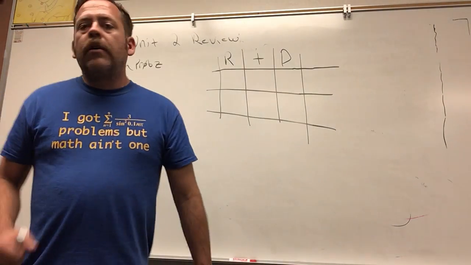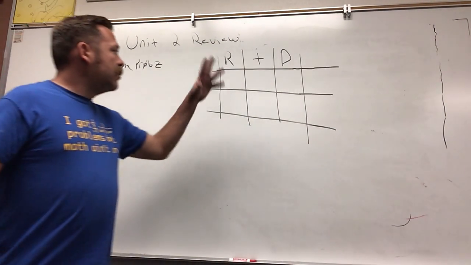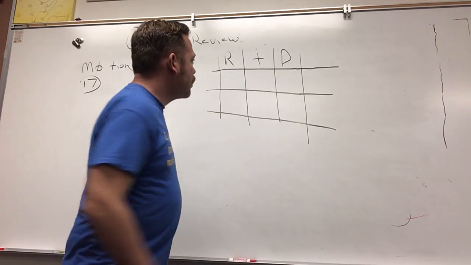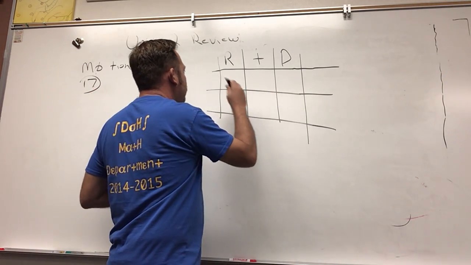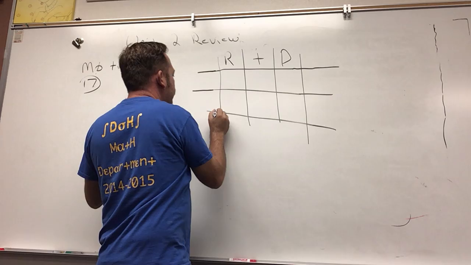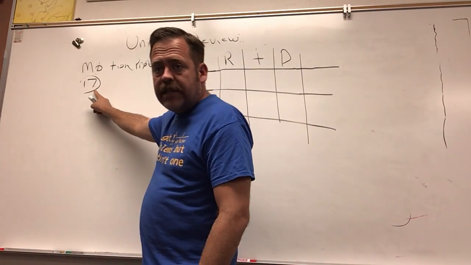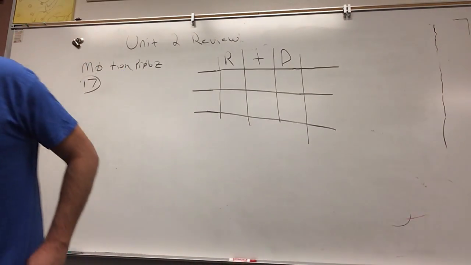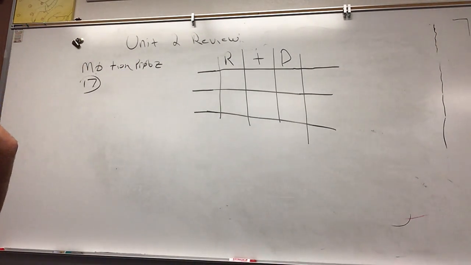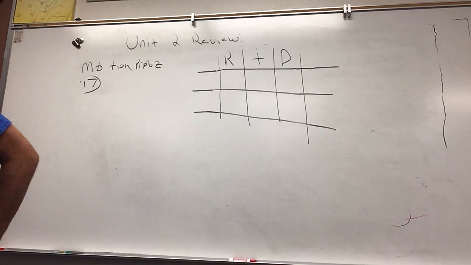All right, motion problems. We have rate times time equals distance. Rate times time equals distance. So I'm going to go ahead and read the question. This is question number 17 in your review, okay? So 17, it says, two boats leave a port on a river at the same time, each traveling in opposite directions. Each is traveling 22 miles per hour. How long will it take for them to be 110 miles apart?